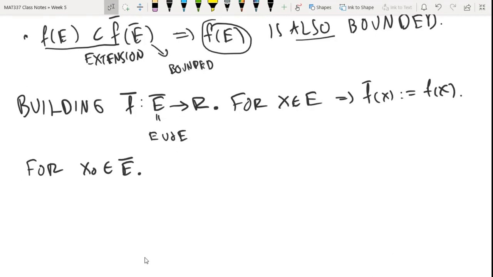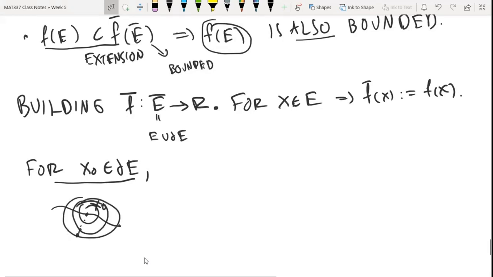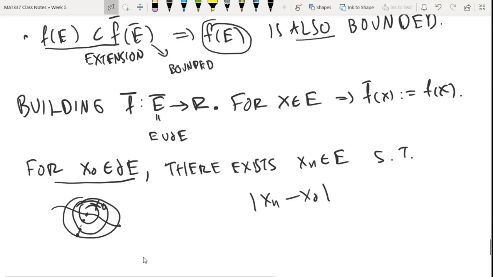So we fix x naught on the boundary. Since this is on the boundary, there's a sequence of balls, and so there exists x_n inside E such that x_n minus x naught goes to 0. Okay, so far?